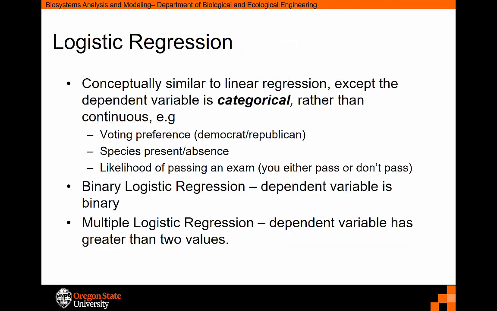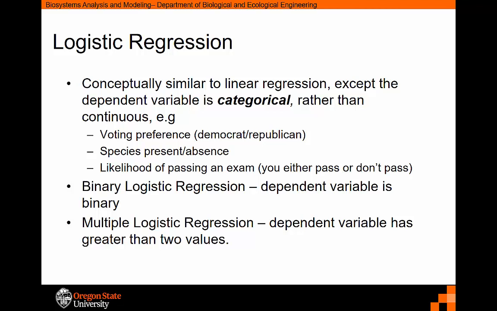Another form of regression that is commonly used is logistic regression. While not technically a form of linear regression, logistic regression is conceptually similar to linear regression, but is used in cases where the response variable is categorical rather than continuous. Examples of categorical response variables include binary variables like species presence or absence, or whether you are likely to pass or fail an exam, examples where there are only 2 possible outcomes, or multi-valued variables that are still categorical but may be one of 3 or more distinct values.